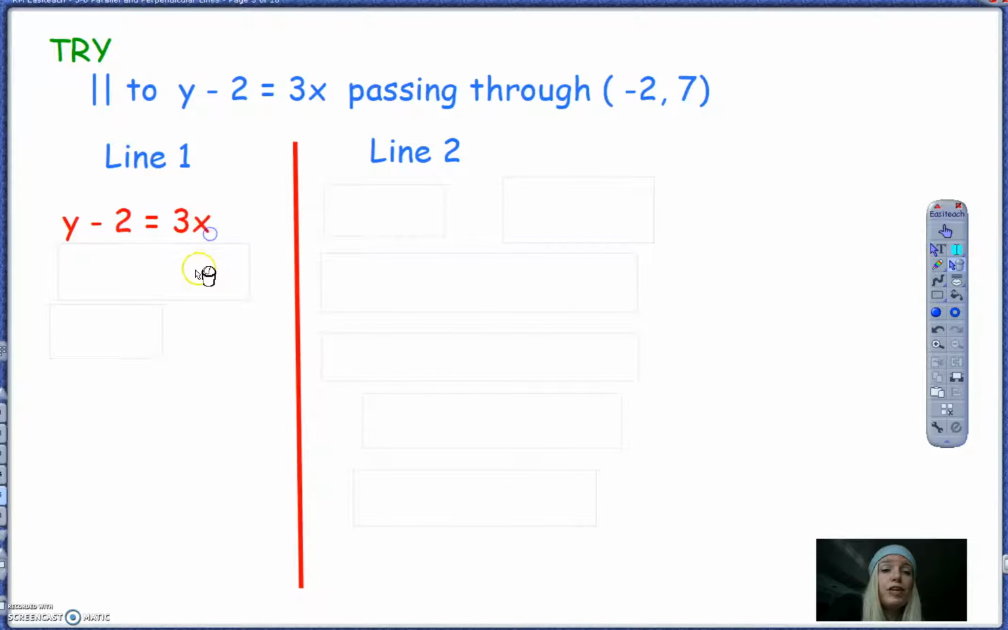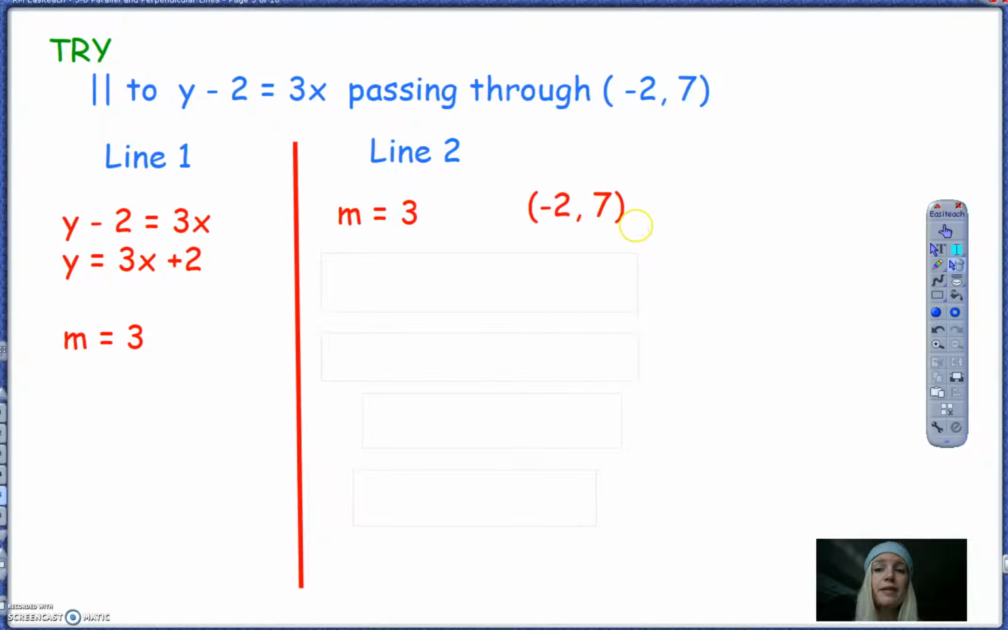You should rearrange the equation by adding the 2 to the other side, getting our slope-intercept equation, and then naming your slope of 3, which means that my slope for line 2 is also 3 because they're parallel. Take my point. Now I'm going to plug it into point-slope form.